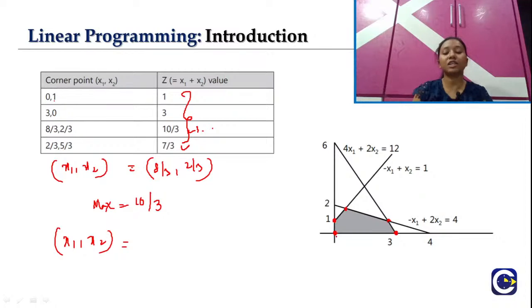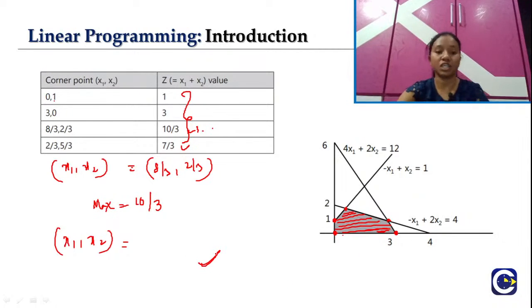Likewise, if we can plot the graphs of all the constraints and identify the feasible region, then we can take the corner points in order to get our optimum value, which can be a maximum value or the minimum value. So this is the example that I showed you at the beginning of the session for linear programming.